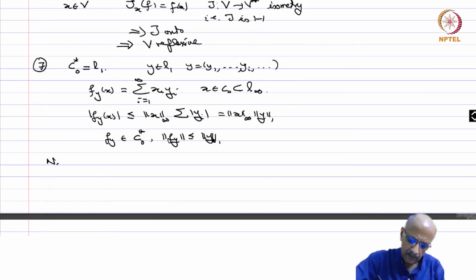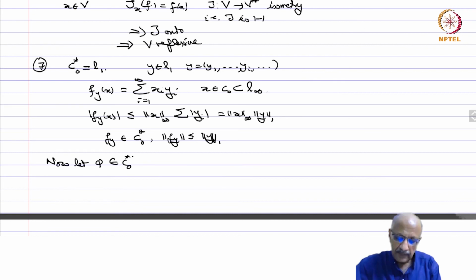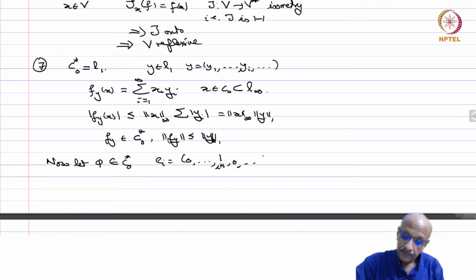Now let phi belong to C0 star. We want to show that every element in C0 star occurs in this way. You take ei to be the standard sequence, 1 in the ith place, 0 elsewhere, and then you take yi to be phi acting on ei. This belongs to C0 because you have only zeros after some time.